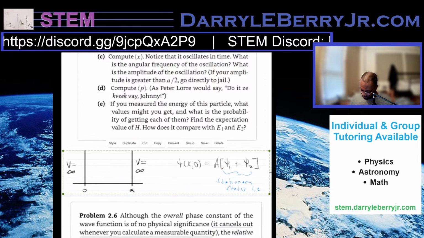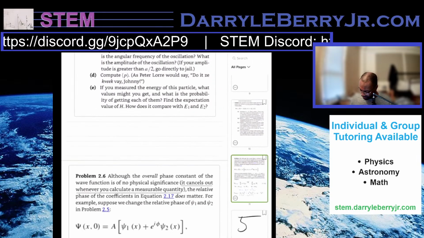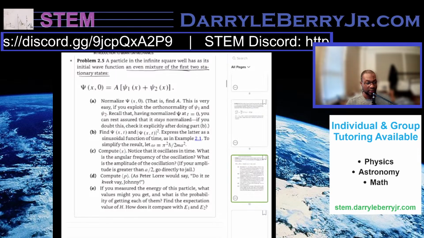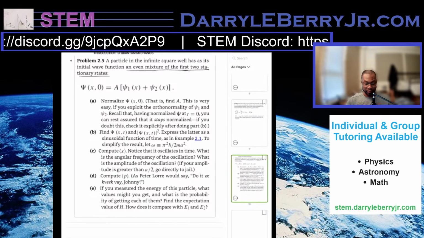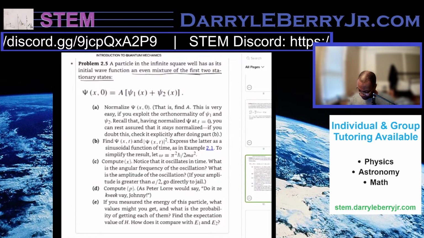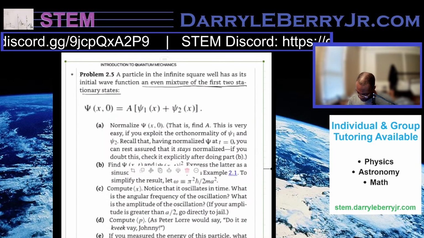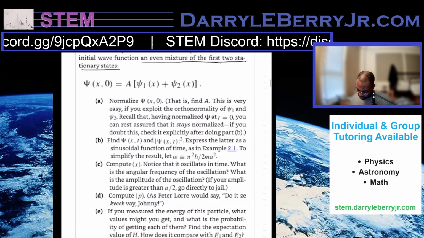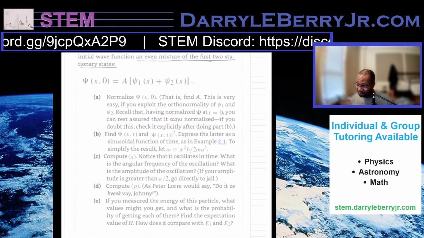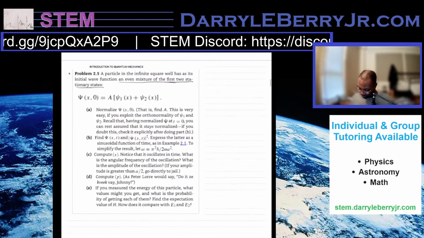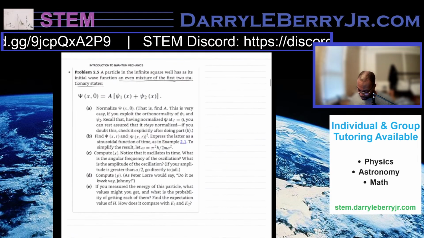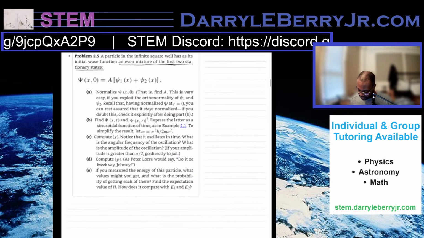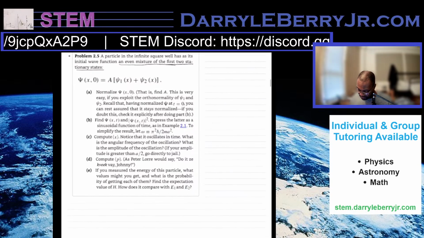And I don't want to do another proof again. I think that's 2 proofs already. So let's actually solve a square root problem. Let's see what they say for 2.5. So 2.5, a particle in an infinite square well has this initial wave function, an even mixture of the first 2 stationary states.